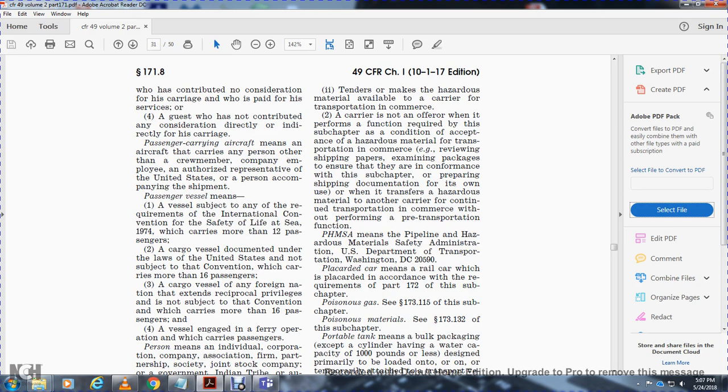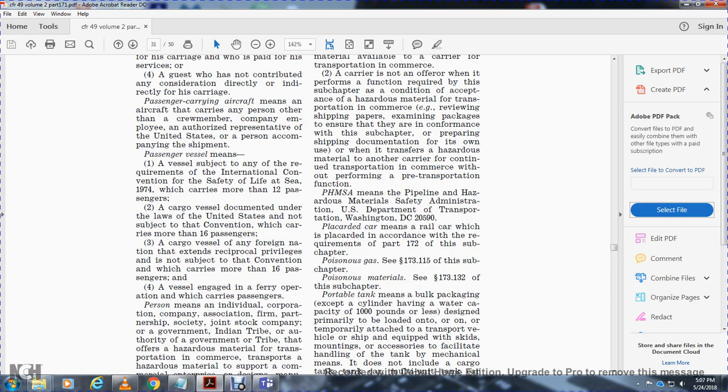The cargo vessel, any foreign nation to the extent of reciprocal purposes, is not subject to the convention but is subject to more than 16 passengers. Passenger vessel engaged in ferry operation with the carrying of passengers. Person means an individual, corporation, company, association, firm, partnership, society, joint stock company, government, or Indian tribe, or the authority of the government over the tribe.